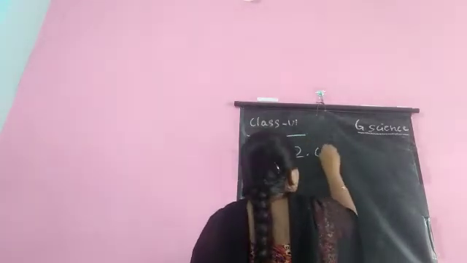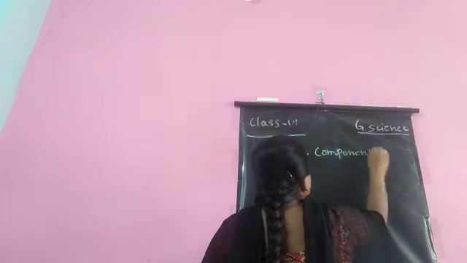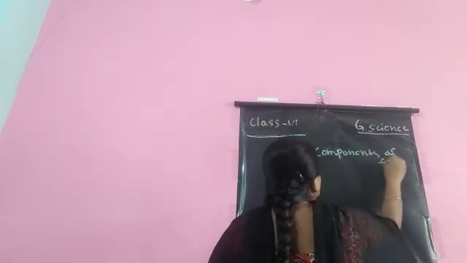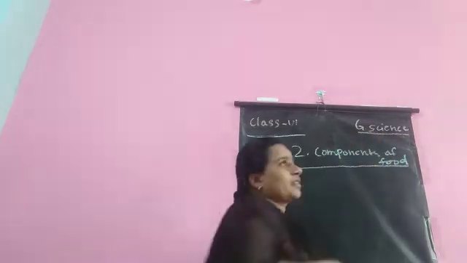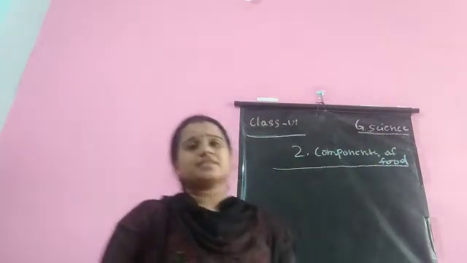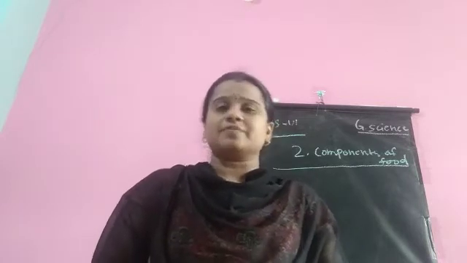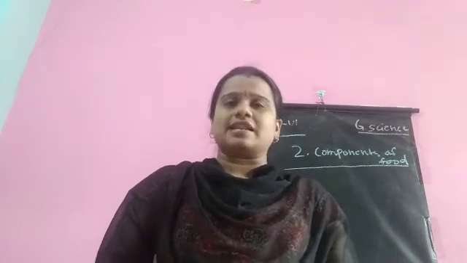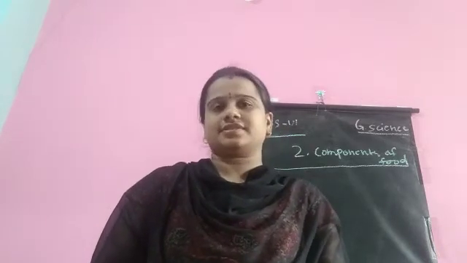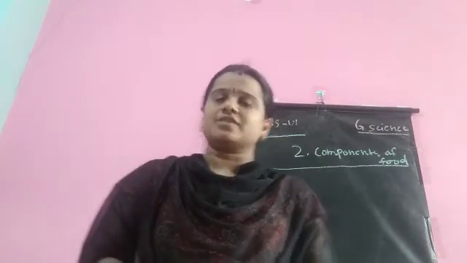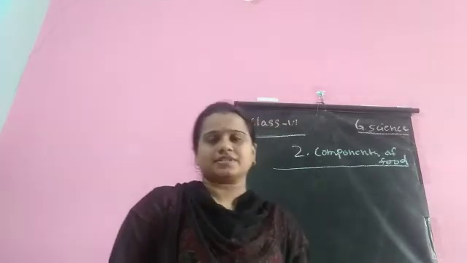Chapter 2: Components of Food. The topics covered in this chapter are nutrients, five types of nutrients, balanced diet, and deficiency diseases. First, we are going to discuss the five types of nutrients.